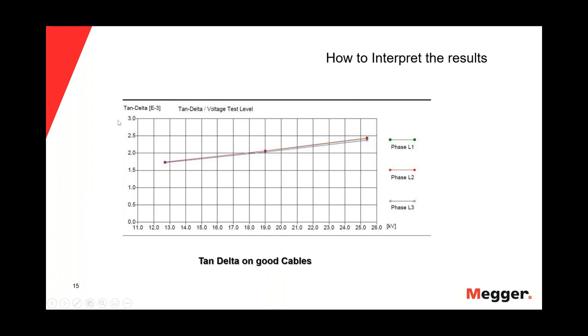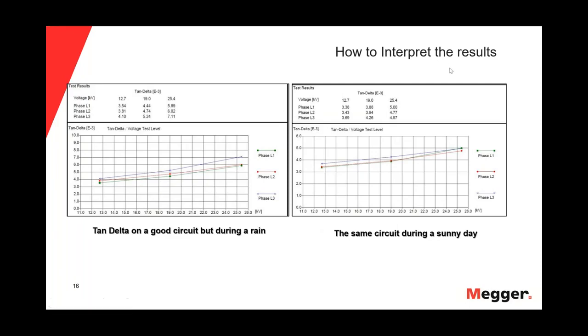This is a report section of the tan delta, with the far left representing the tan delta values, this representing the voltages at each step, and this representing the phases in each set: phase one, phase two, phase three. And if you look, this is the tan delta on good cables. Look at how they trend between the voltage ranges coming up. And then how we're going to interpret results here.